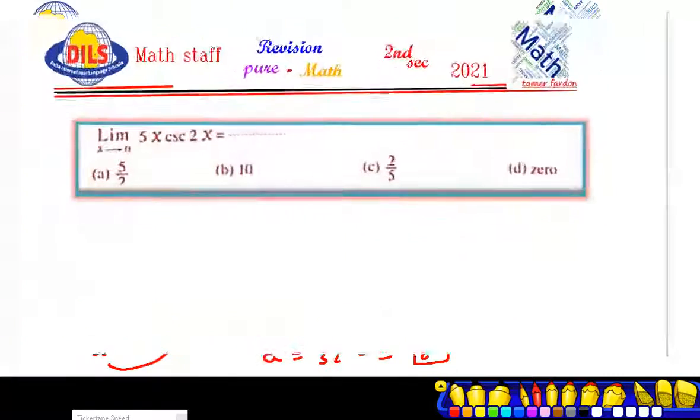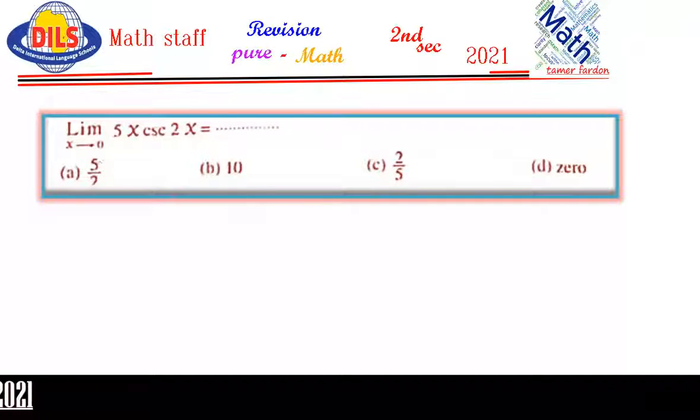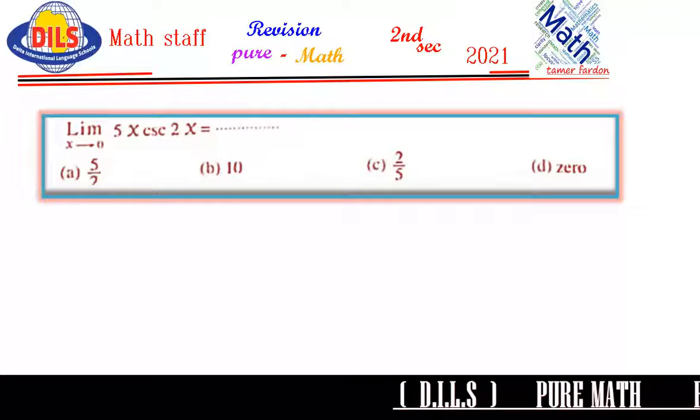The next, limit when x tends to 0, 5x cosec 2x equals what?